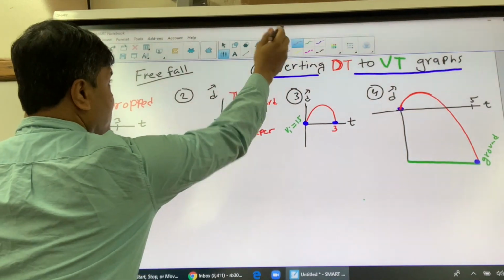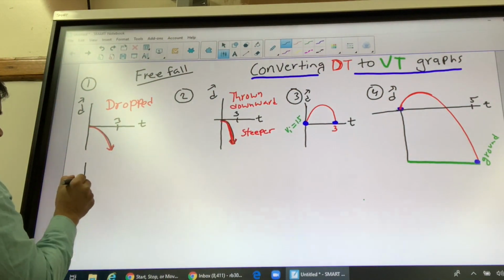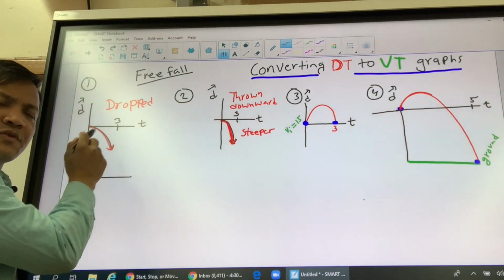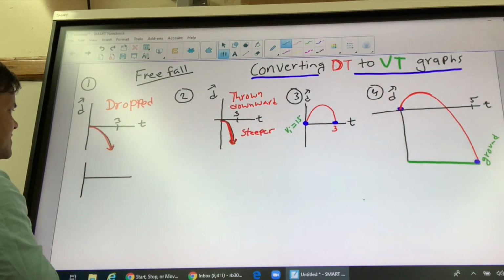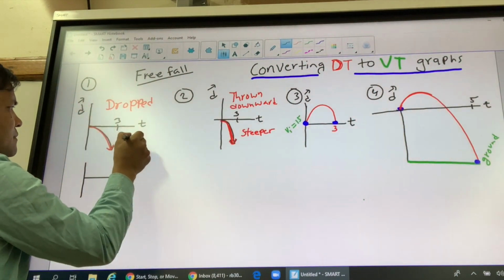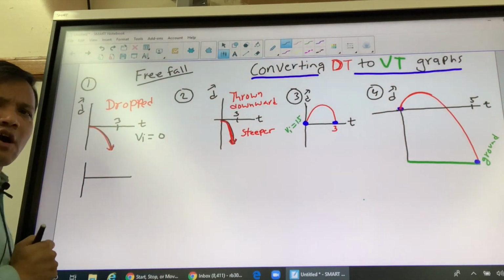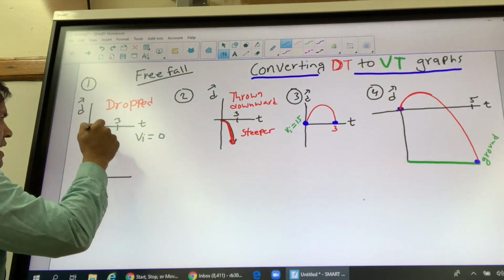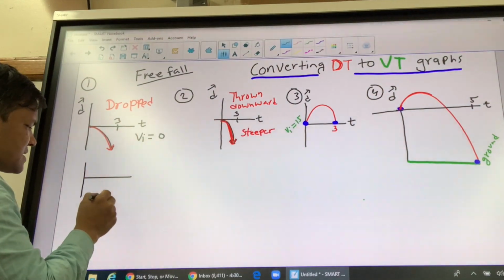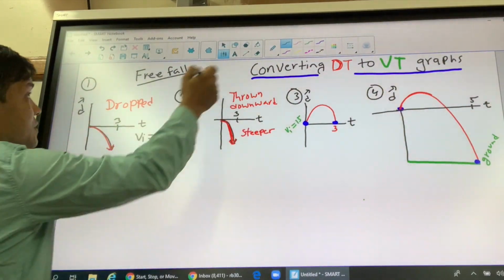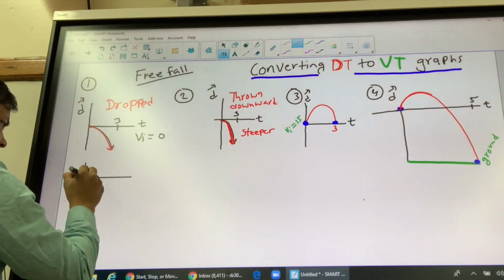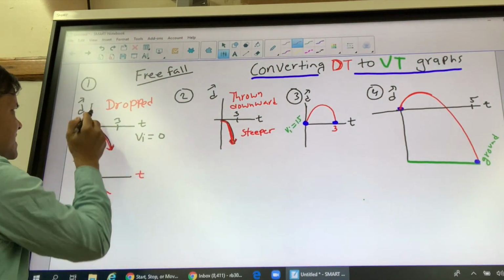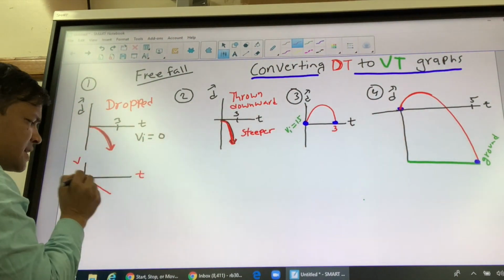So first I'm going to do this one. All right, 3 seconds. I know initial velocity is 0, because this is dropped. So I'm going to draw the vt graph. If the dt is curved, then vt must be a diagonal. So let's draw a diagonal line. So this is the vt. If dt is curved, vt must be a diagonal line.